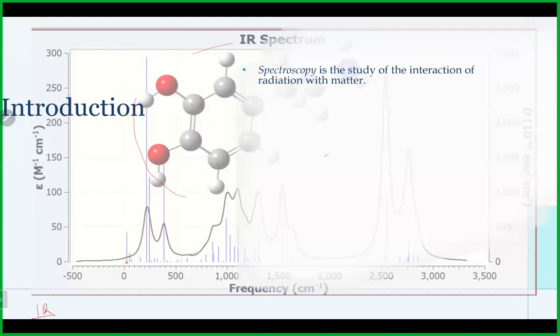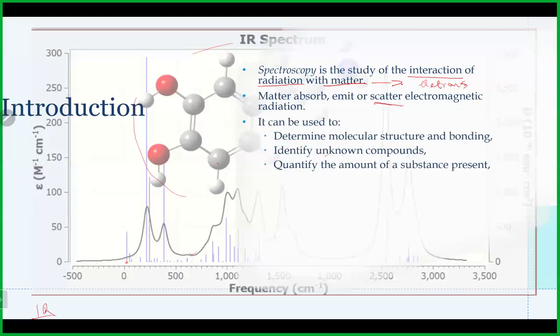So let's start with basic definitions. Spectroscopy involves the study of the interaction of radiation with matter. So you're looking at interaction of radiation with matter. Matter, anything that has mass and can occupy space, is fundamentally built on electrons. So matter absorbs light. After it absorbs it, it can emit it. In other ways, it can also scatter radiation.